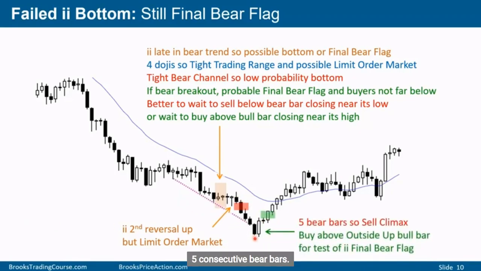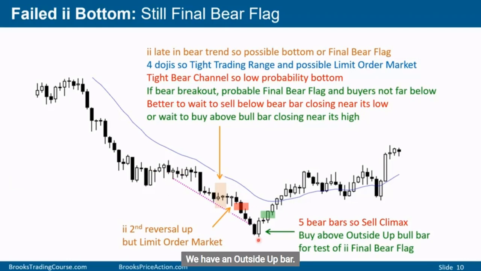5 consecutive bear bars, extreme selling, climactic, coming late in the bear trend. It's often a climactic end of the trend. Also, these dojis and these dojis represent neutrality. The market thought this was a fair price and this was a fair price. And now we're getting a climactic breakout below it.